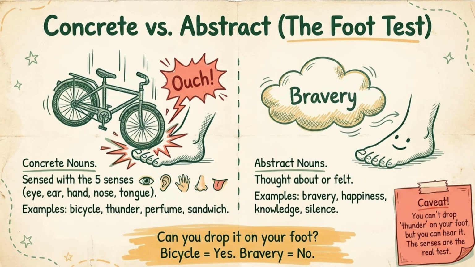Concrete versus abstract, the foot test. Concrete nouns are anything your 5 senses can pick up: a bicycle, thunder, perfume, a sandwich. Abstract nouns exist only in thought or feeling: bravery, happiness, knowledge. Here's a quick test. Could you drop it on your foot? A bicycle, yes. Bravery, definitely not. That's concrete versus abstract in one question.